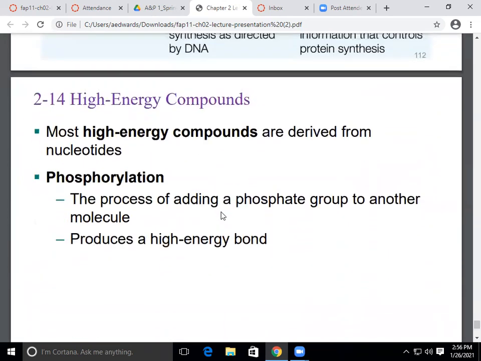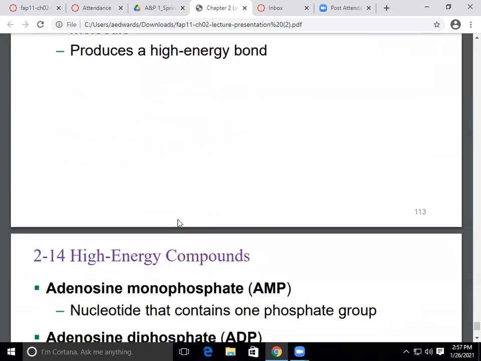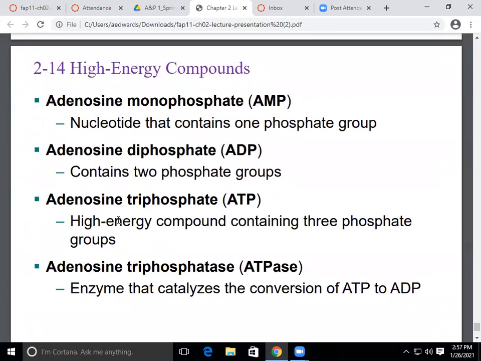All right, so real quick, high energy compounds. So most high energy compounds are derived from the nucleotides. So that's why we're covering them here. Phosphorylation just means you're adding a phosphate group to some molecule. And when you add a phosphate group, you're adding a high energy bond. Okay, and you need that for your cells. They need that energy. All right, so the one that you're going to be most familiar with is ATP in this course. Means it's a high energy compound with 3 phosphate groups. If it has 2 phosphate groups, it's diphosphate. If it has 1 phosphate group, it's monophosphate.